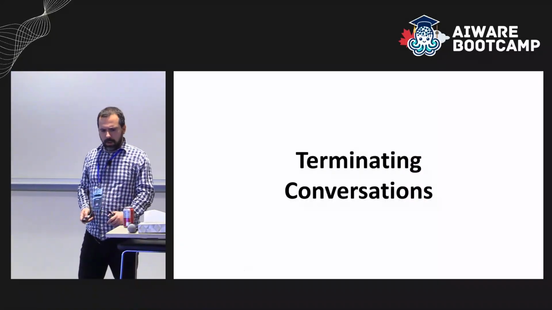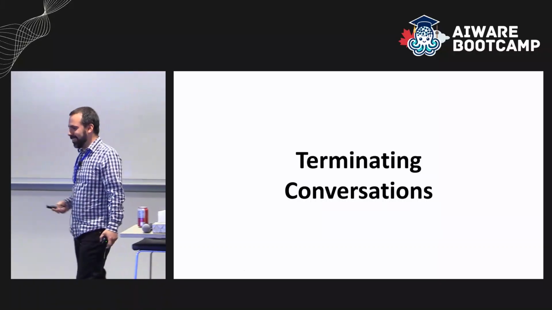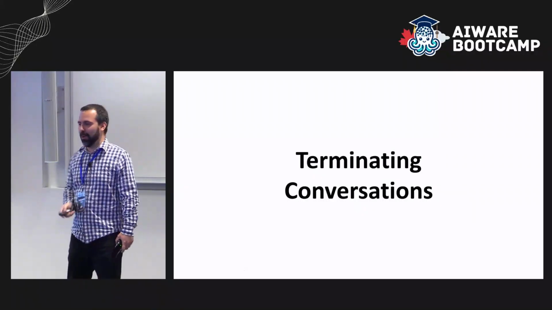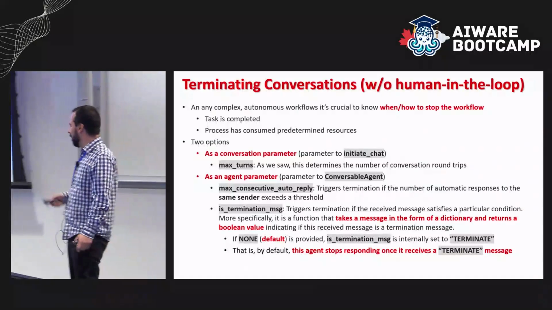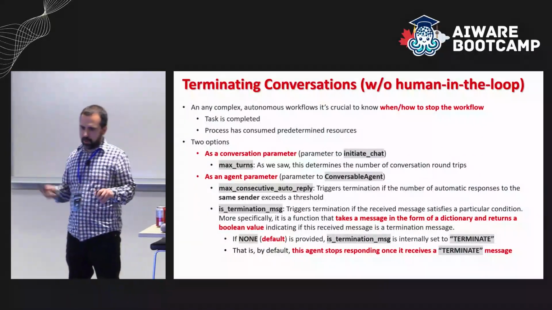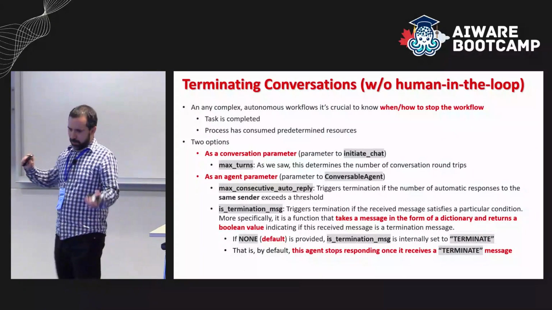Cool. The other important thing when it comes to agents is you want to make sure that this conversation ends, right? Because if it doesn't end, then things can go wrong. You can pay a lot of money and so on, right? So it's important to know how to stop conversations. How do you do it? First, let's think of it without human in the loop. For any complex conversation you want to know how to stop.